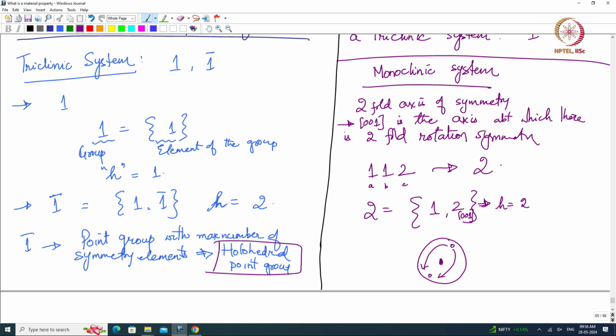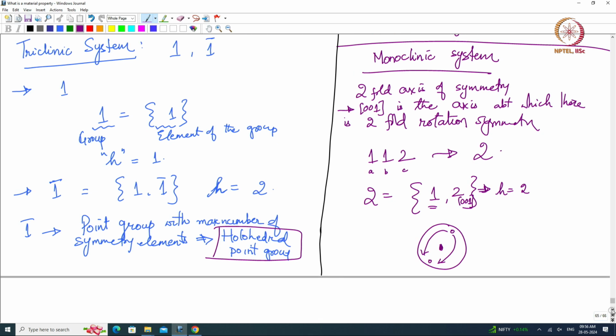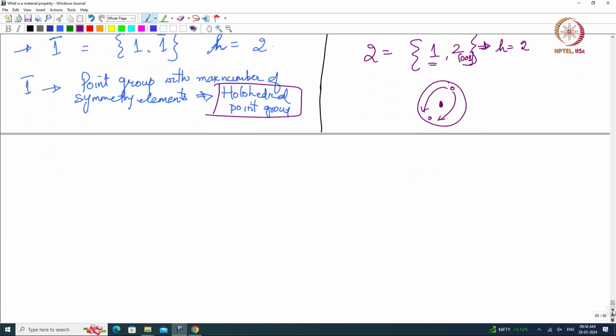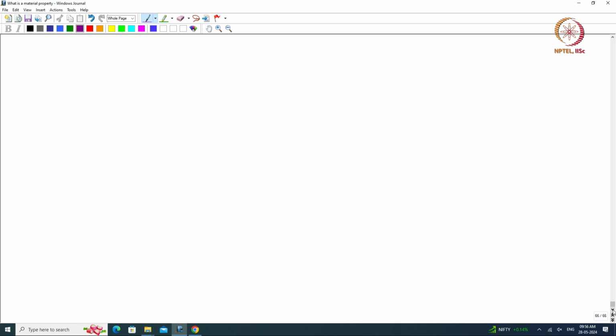Okay. But overall, if I am just counting the number of operations in this group, 2 has one twofold axis of symmetry about 0 0 1, and the rest of them are all trivial identity operations. Okay. So I am just going to represent it as 2. Okay. Now what else can I have? Can I have a twofold axis of symmetry?